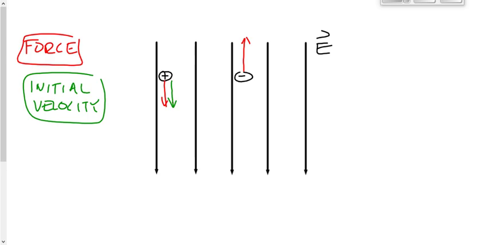If the negative particle was initially moving downward, which way would the force act on it? Upward. Okay, negative particles experience a force opposite to the field, against the field. Doesn't matter if it's initially moving or not.